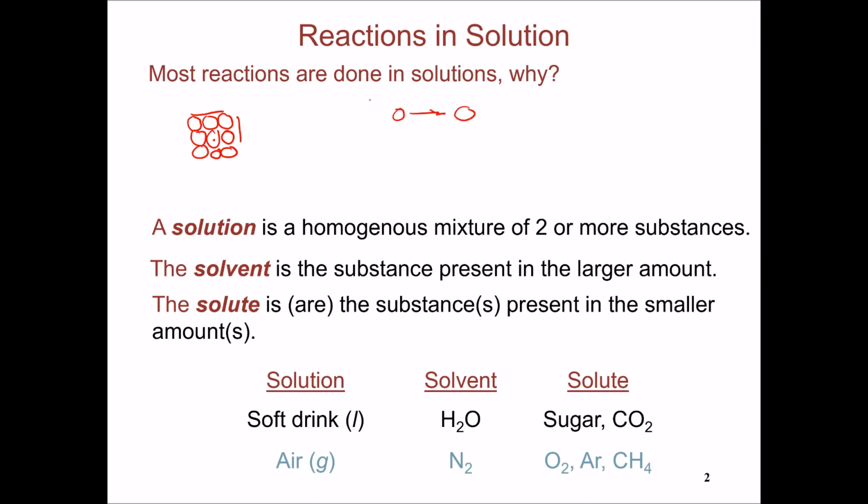A solution is any homogeneous mixture of two substances or more. And in this regard, a substance that exists in larger amount is called a solvent, and the substance that exists in a smaller amount is called a solute. A soft drink, for example, is a solution which is mainly made of water as a solvent with a little bit of dissolved sugar and carbon dioxide and other coloring ingredients.